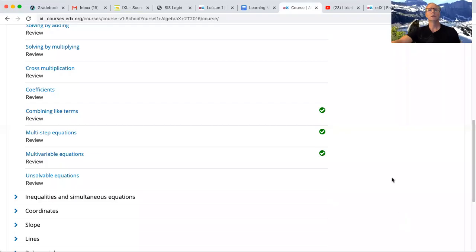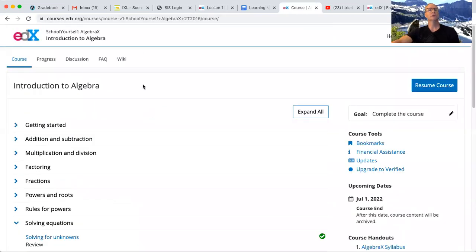I'm going to share my screen. And I'm going to share one of the lessons with you and show you how to go about learning the algebra. So here's my screen. I'm going to go to the first course. This is the Introduction to Algebra course. I think I'm going to go back to the original screen so you can see it.